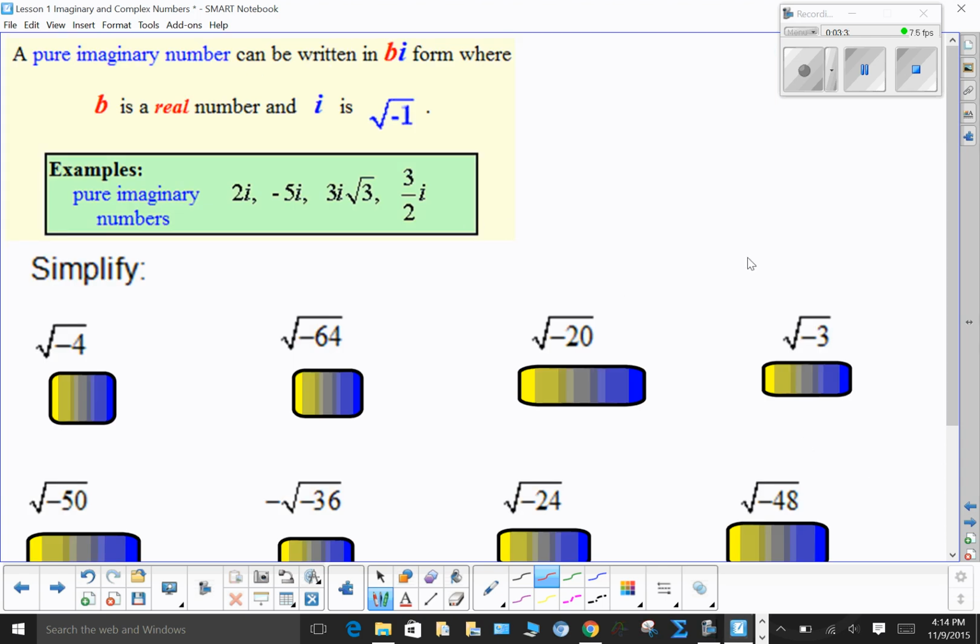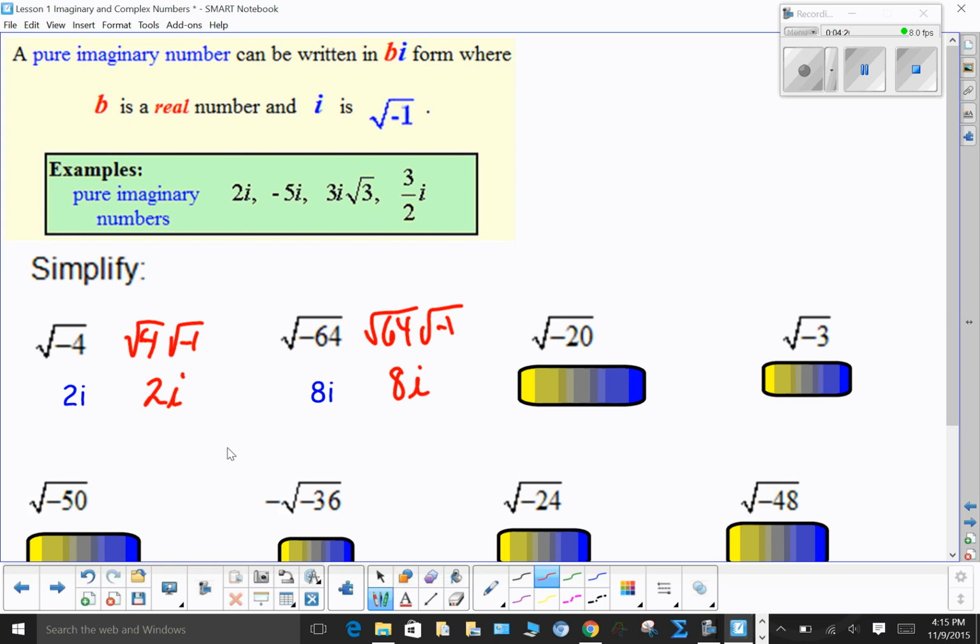Now, when we want to simplify radicals that have negatives, remember that we can separate things underneath the radical. Also remember that 2i, -5i, 3i root 3, 3/2 i, these are all pure imaginary numbers. No real part to them, therefore they're not complex. If we take a look at this guy, this is the same thing as the square root of 4, square root of -1. The square root of 4 is 2, the square root of -1 is i. So we get 2i. Square root of -64. The square root of 64, the square root of -1. Thus, 8i. Now, I'm not putting plus or minus in front because the radical is already there.